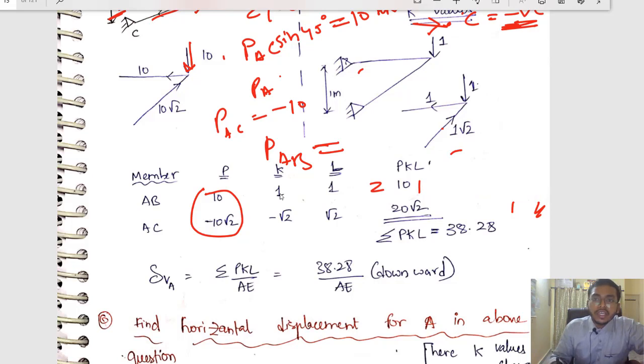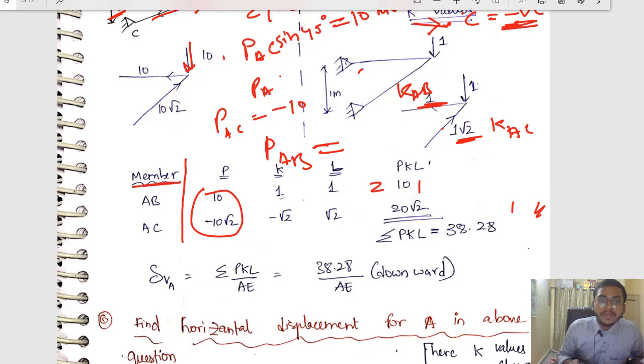So if you are doing, see, for 10 I got this 10 root 2. For 1 I will obviously be getting 1 root 2. For 10 I got this force as 10. For 1 I will be getting 1 only, right? So common sense. You need not solve again, use your logic. So I will be getting 1 root 2 as my KAC and 1 as my KAB. Just substitute that. Make a table like this.